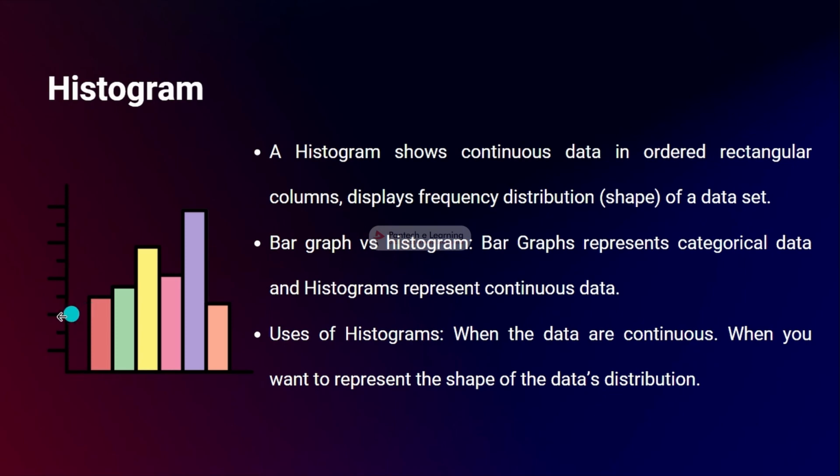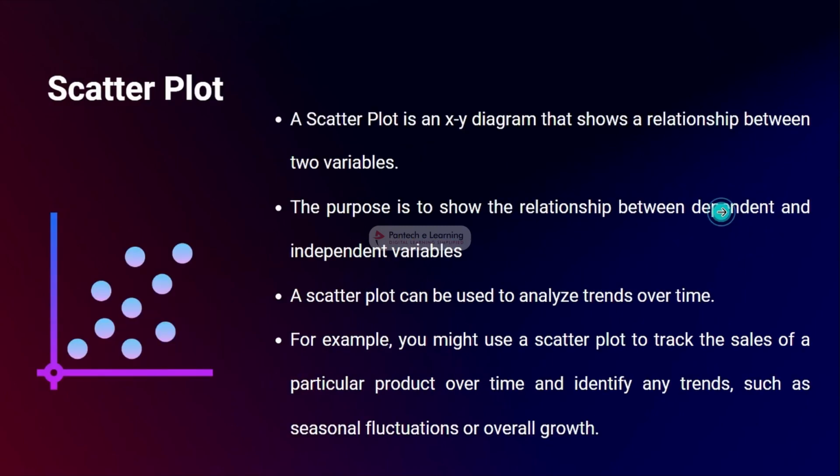We can get a line also from here. So if you integrate it in some ways, you could get a continuous value along with their height. And the use of a histogram is when the data is continuous, when you want to represent the shape of the data distribution. Overall, what the distribution is, you can get from these histograms.